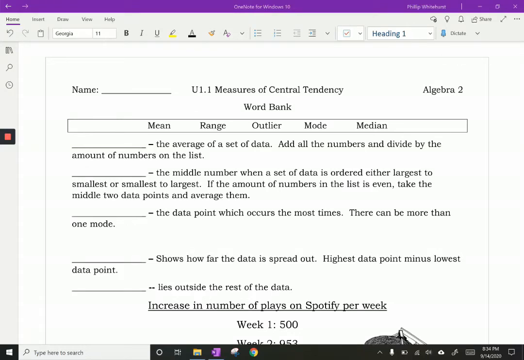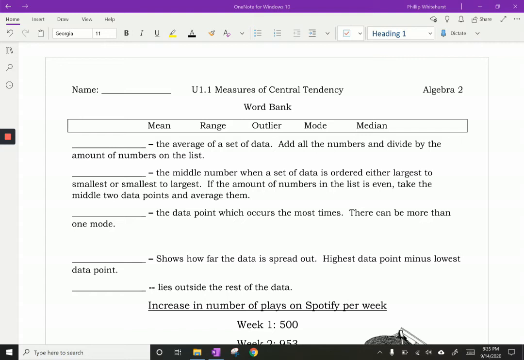Today we're going to be doing a quick lesson. We're going over mean, median, mode, range, and outlier. These are all things that you guys have probably touched on in middle school but haven't heard of in a while. So we're going to go over it quickly today.